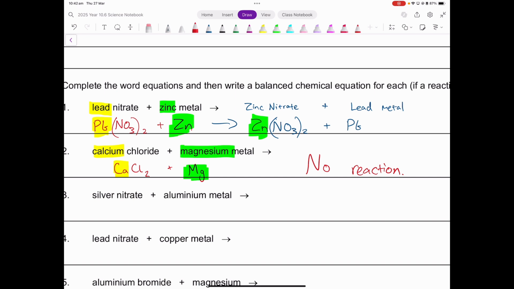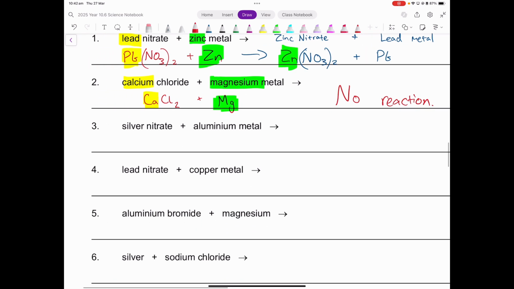So let's have a look at one final one together. Again, you don't write anything at the top and there's no reaction, so nothing's going to form. It's like adding these 2 things together and nothing happens. Now, silver nitrate and aluminium metal. Again, silver is our metal here, aluminium our metal on the other side. Silver is Ag, it has a charge of +1. Nitrate, NO3, has a charge of -1. They are balanced. We add that to aluminium metal, Al.